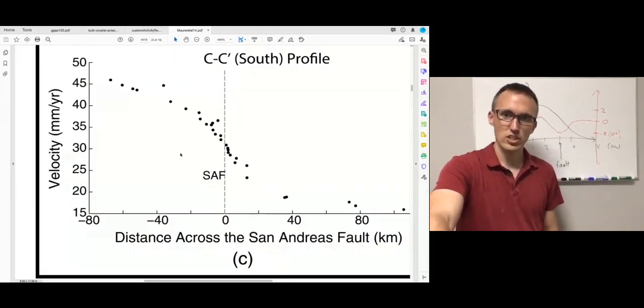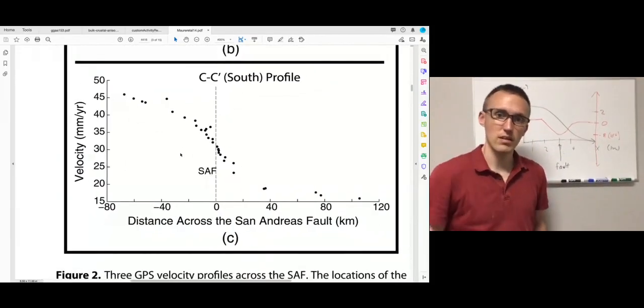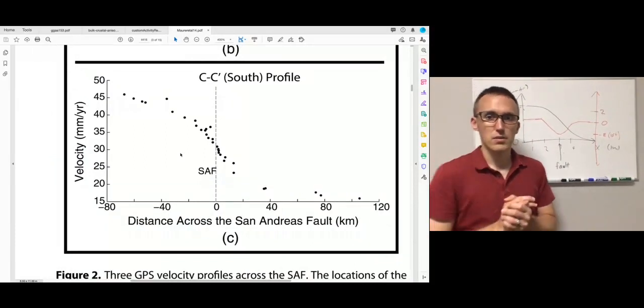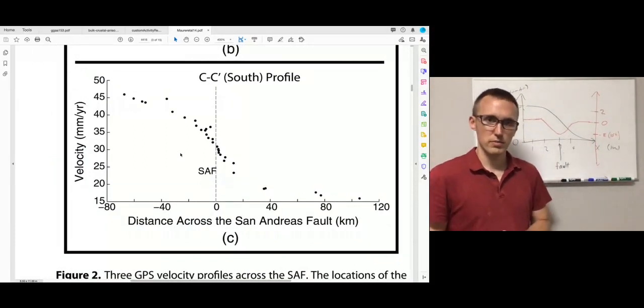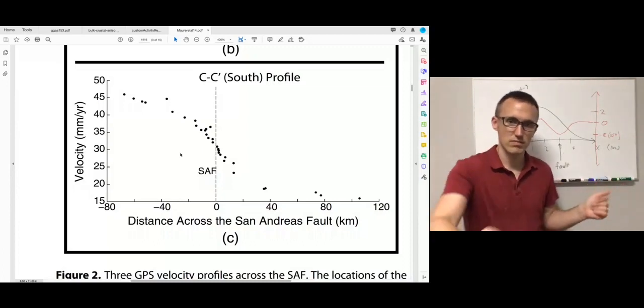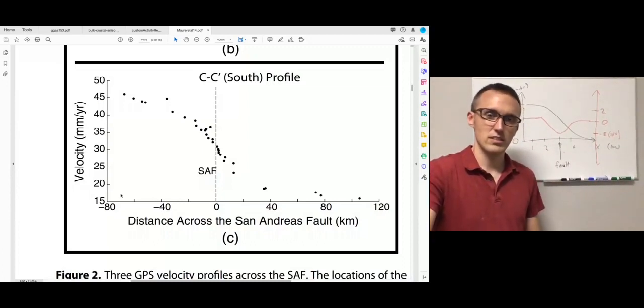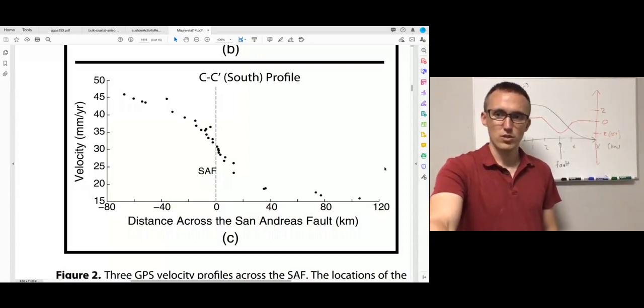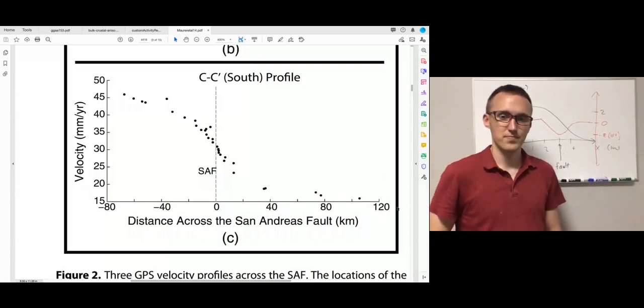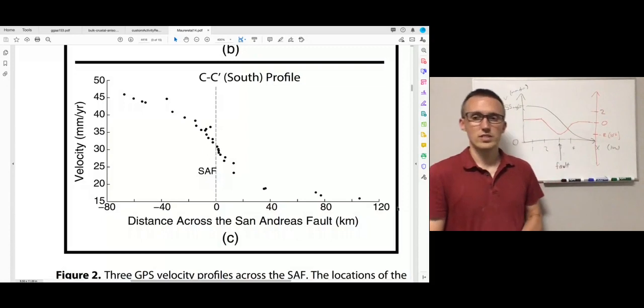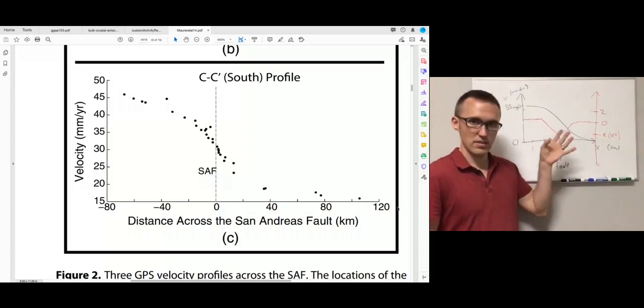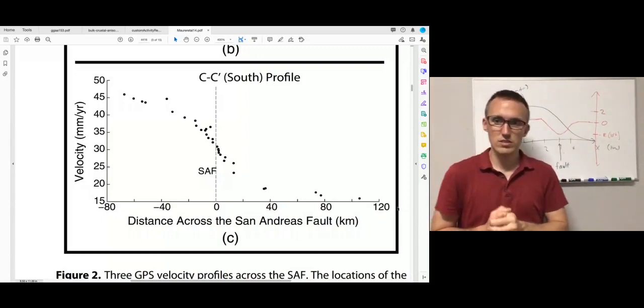Actually, there's some parts of the fault that are creeping. We're not going to talk about that today. But here's a profile of GPS velocities from the Pacific side, that's this left-hand side of the plot, over to the North American side on the right. So you can see exactly what I've drawn here. The numbers are a little bit different, but you can see them there.